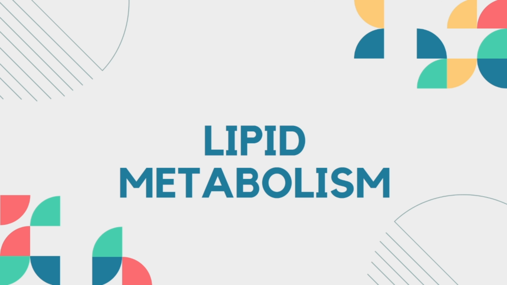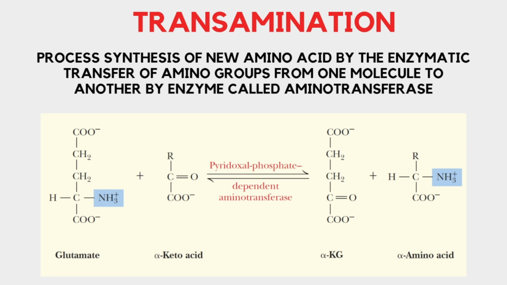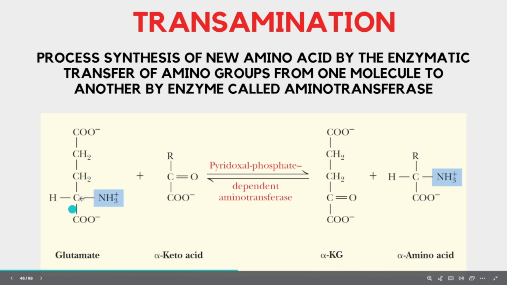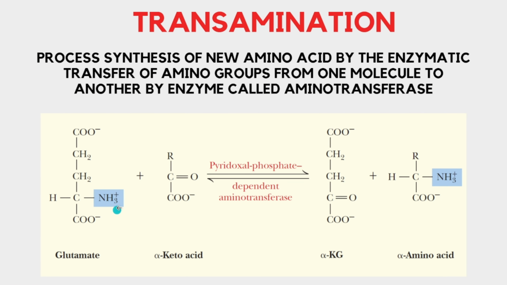Okay, the final one is transamination. Okay, so this one will not go through deamination and the ornithine cycle. Transamination means that it directly transfers an amino group from one molecule to another molecule by an enzyme called aminotransferase. Meaning that they transfer the amino group to another molecule. Like here, glutamate contains an amino group, right? So this amino group will be transferred to another molecule.